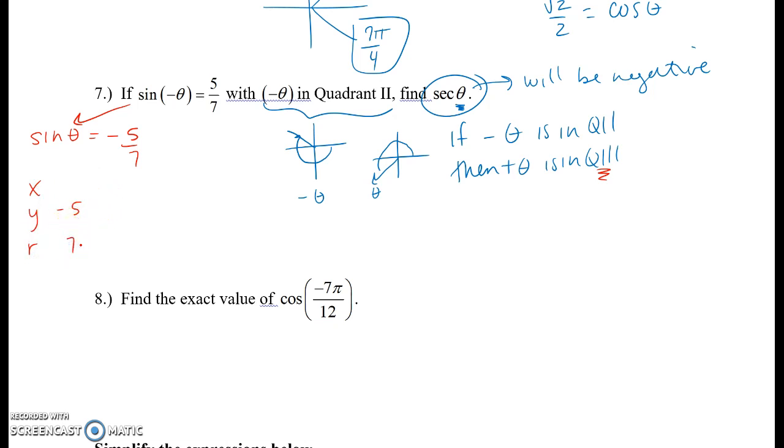And then after doing my Pythagorean theorem, I have 49 minus 25 equals 24. I square root that, and I get negative 2 root 6.